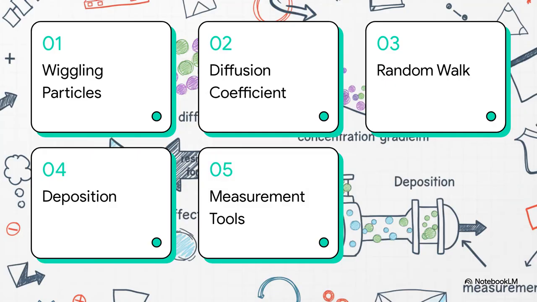Here's how we're going to tackle this. We're starting from the ground up, building a really solid foundation. We'll kick things off with the absolute basics, the motion of a single particle. Then we'll figure out how to put a number on it, see how that translates to real-world movement, and then finally, get into the practical applications and consequences.